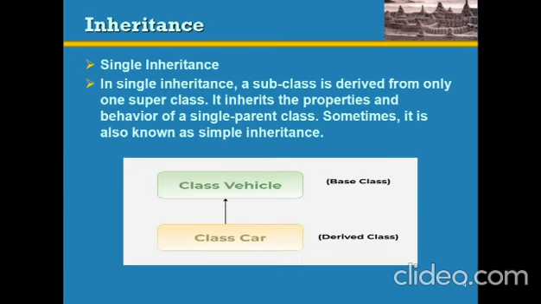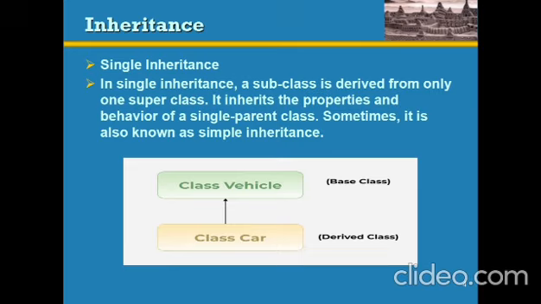Single inheritance is the most straightforward form. It is also known as simple inheritance. In this model, a subclass is derived from exactly one superclass, exactly only one superclass. It simply inherits the behaviors and properties of a single parent.